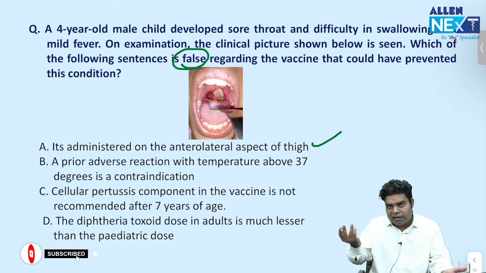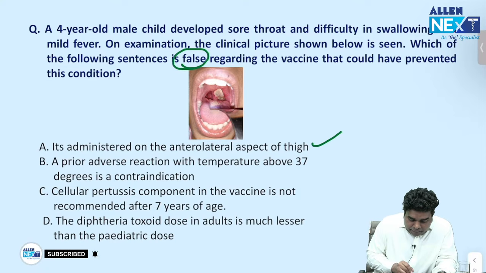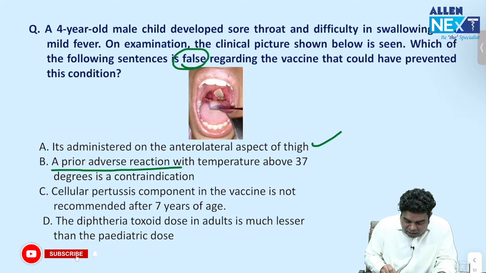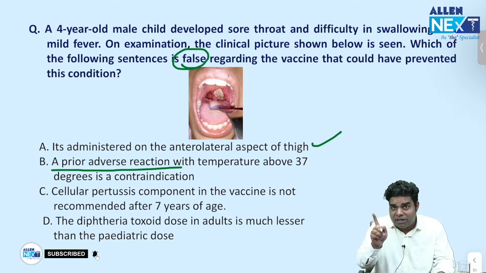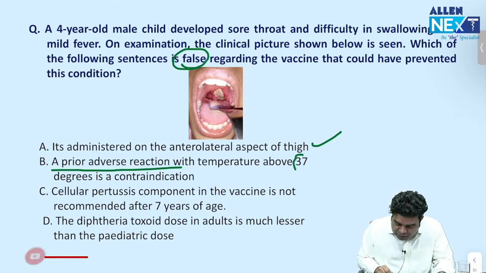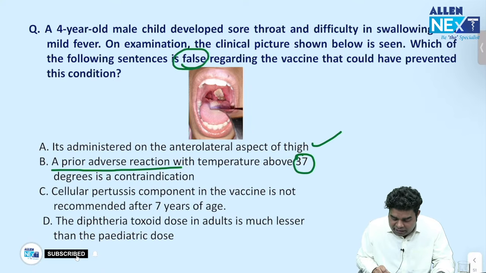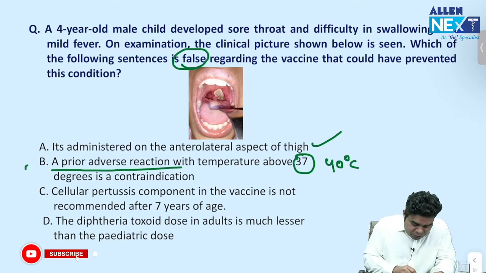DPT is given in the anterolateral aspect of the thigh for sure. A prior adverse reaction with temperature above 35 is a contraindication? Above 37 is a contraindication? No, dear. 37 is not the contraindication. Contraindication is 40 degrees Celsius. So this one is false.